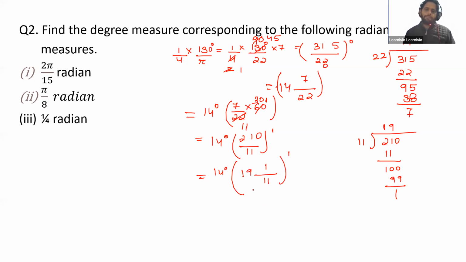Okay, and this is in minutes. So again, remove the fractional part, 19 minutes, and here we get a 1 by 11. Now this we will convert into seconds, so we will multiply with 60. Now again, we have a fraction here. What we will do, we will take the approx value. So this will give us 14 degree, 19 minutes, and divide with this 1150 and this. So this will give you 5 seconds.